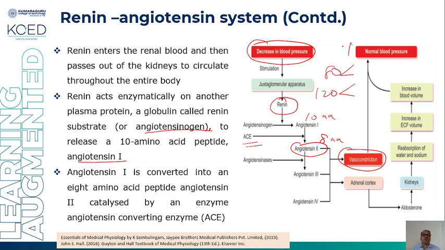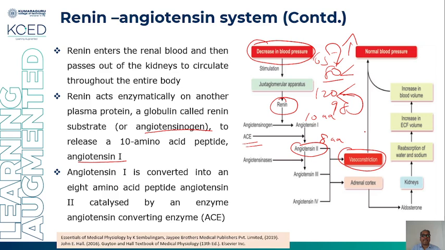Here, we want to shoot the blood pressure up. The blood pressure is below 80. Say for example, it may be 65. Say for example, it may be 98. So I want to elevate 65 to 80, and I want to elevate from 98 to 120.